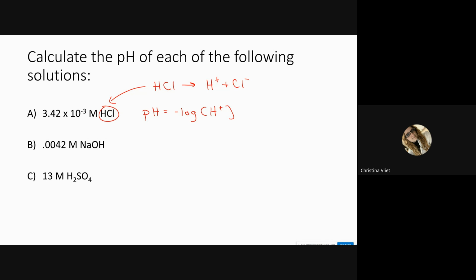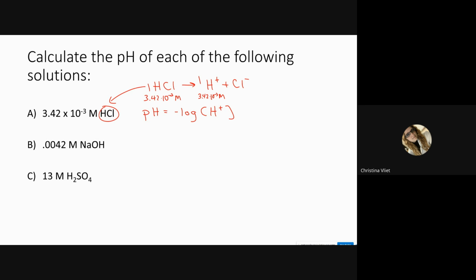Would you agree that this is a monoprotic acid? Every one of this HCl produces one H plus. Would it follow that the molarity is the same? If this is 3.42 times 10 to the negative 3 moles per liter, then this is also 3.42 times 10 to the negative 3 moles per liter, because it's a 1-to-1 molar ratio. Does that make sense?